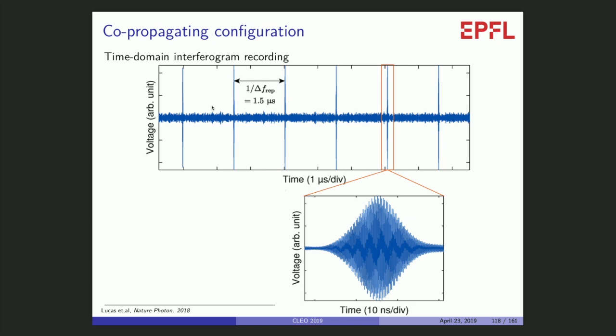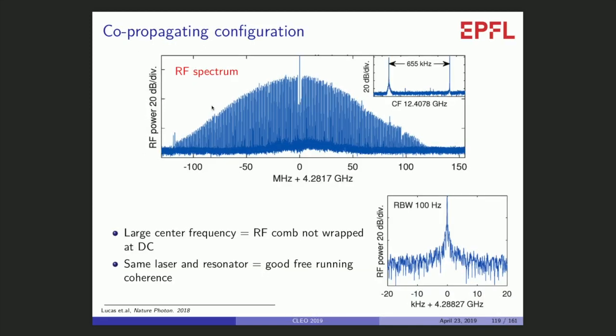You see the spikes as the combs walk through each other. The pulses walk through each other. The spacing in this case is about 1.5 microseconds. That's the inverse of the repetition rate. And this is the interferogram. If you Fourier transform it, then you obtain the RF comb spectrum. So here in this case, it's centered at 4 gigahertz. So 4 gigahertz was the offset. So it's now significantly larger than in the clockwise counterclockwise scheme with the same modes. And the difference here was about 600 kilohertz.